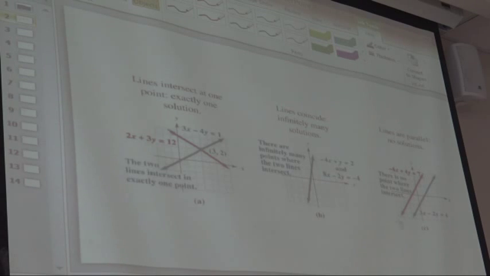And parallel lines mean they never intersect. So there is no x and y which satisfy both of them at the same time. So there is no solution for this case.